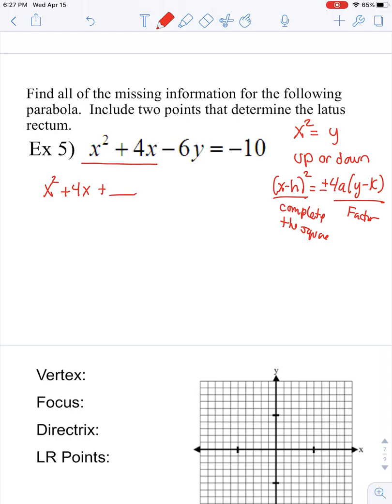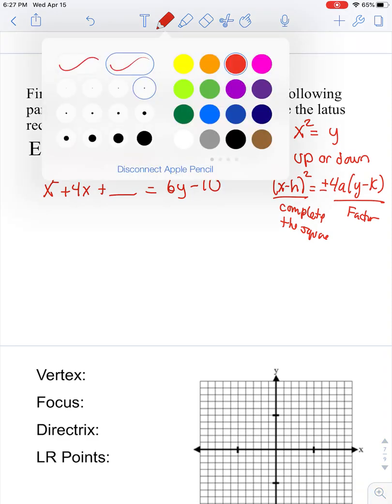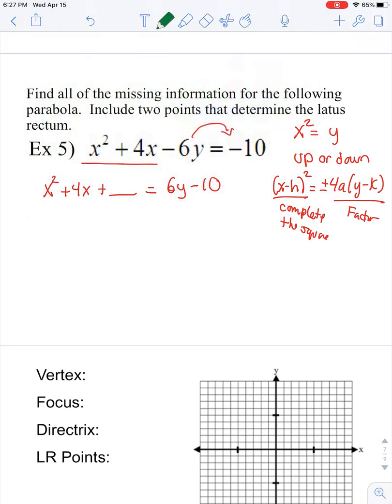But since we're going to have to complete the square, I'm going to put in a blank right away. I'm going to have to move my y's to the other side, so I'm going to add 6y, and I have minus 10. For the completing the square, when I take half of the b value and square it, that's going to be a 4, which means I am going to be adding 4 to both sides.